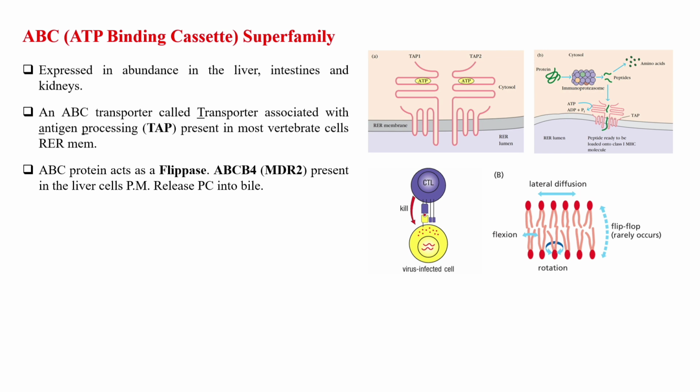So in case of flippase, this ABCB4 actually moves the phosphatidylcholine from the cytosolic leaflet to the exoplasmic leaflet and ultimately into the bile. Now there are also other different ABC proteins that also transport cholesterol and bile acids to make the bile. Hope this video will help you.